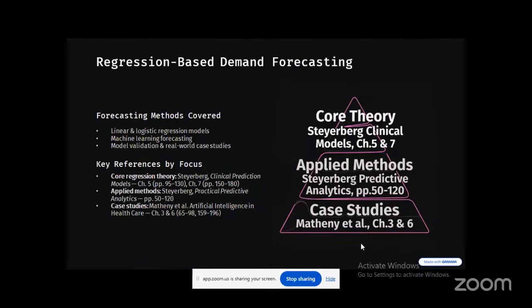Coming to regression-based demand forecasting. Based on demand, the forecasting of a particular disease, drug or device can be analyzed, so that AI incorporation into pharmaceuticals and the healthcare system helps in preventing the loss of lives in the public. It covers linear and logistic regression models. It also focuses on machine learning and how model validation can occur in real-world cases. Based on case studies, this is applicable in situations like COVID. These are available in the textbooks Clinical Prediction Model by Steyerberg, chapters 5 and 7; Practical Predictive Analytics Development by Steyerberg, page number 22; and Artificial Intelligence in Healthcare by Mathni, chapters 3 and 6.